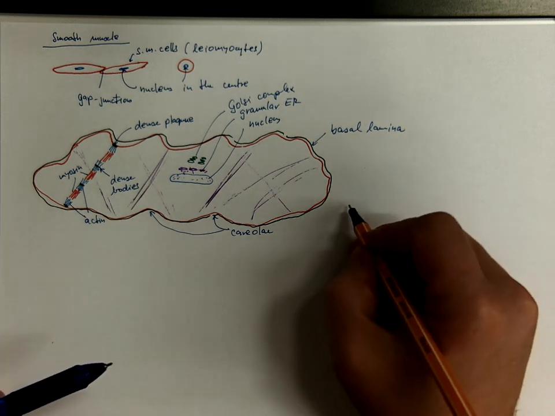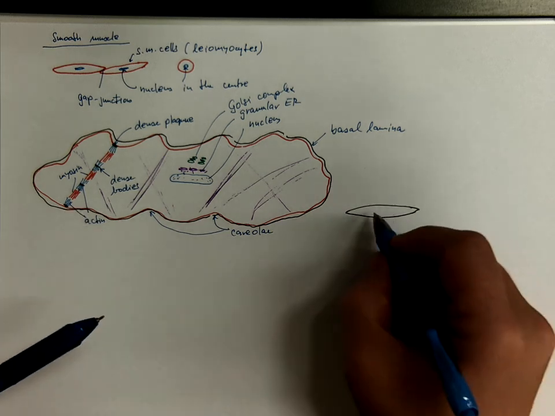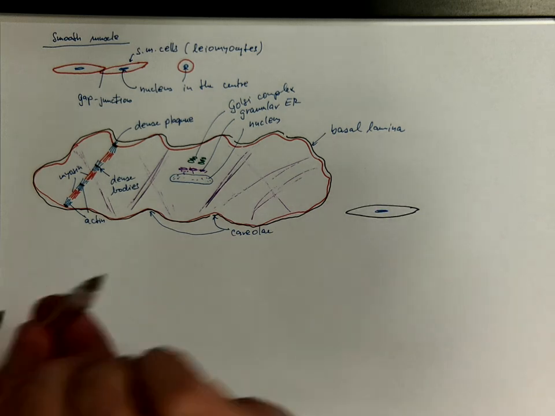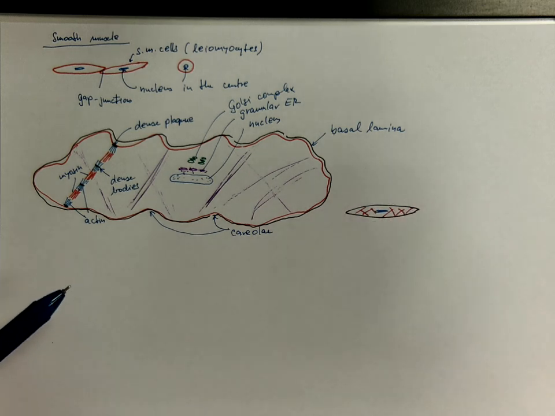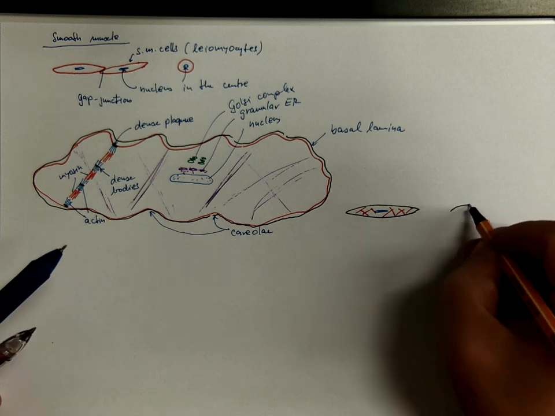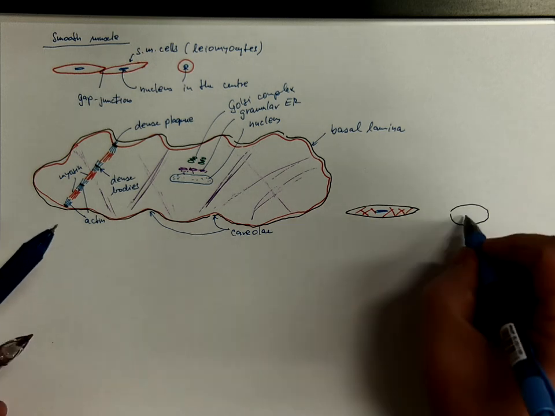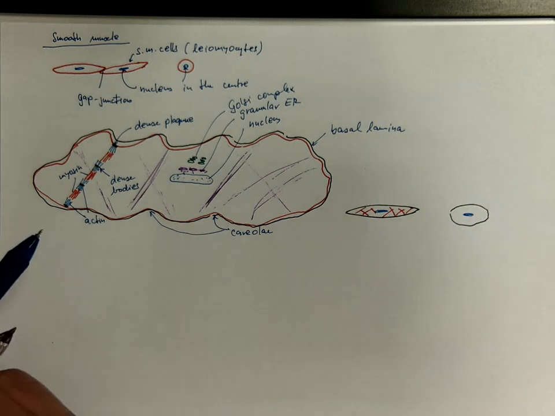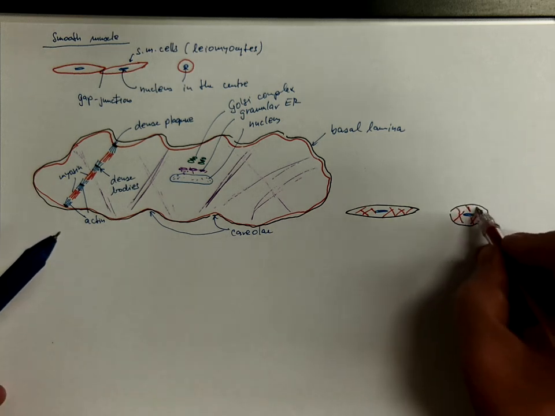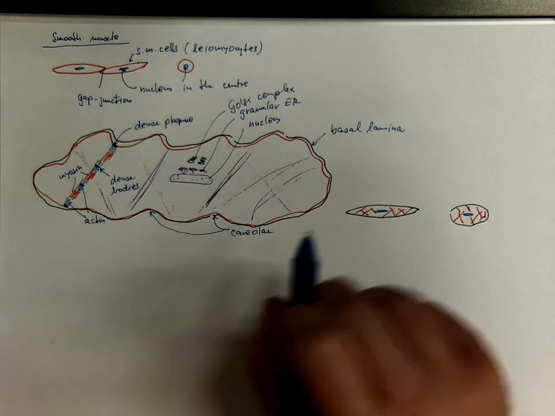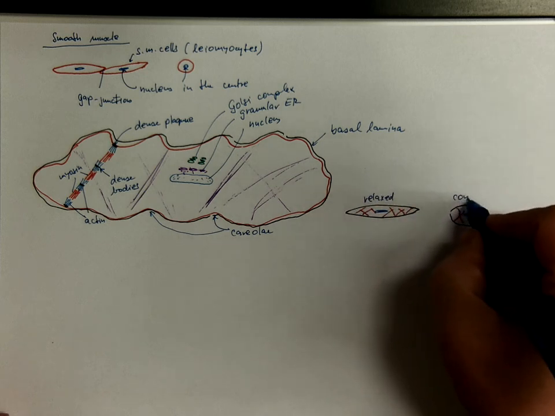So if the smooth muscle cell with this distribution of contractile apparatus will contract, this would be the relaxed condition, okay, it could be shortened substantially and relatively even more than the striated muscle. So that will be the relaxed and the contracted smooth muscle cell.